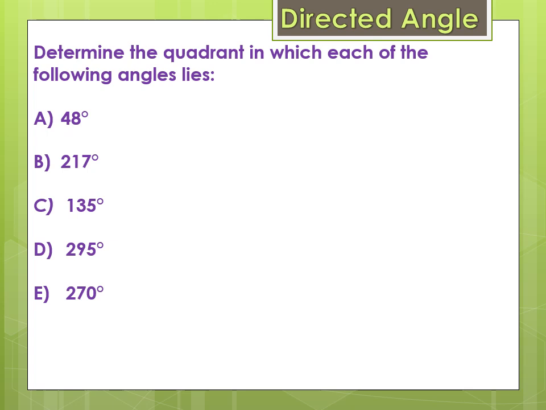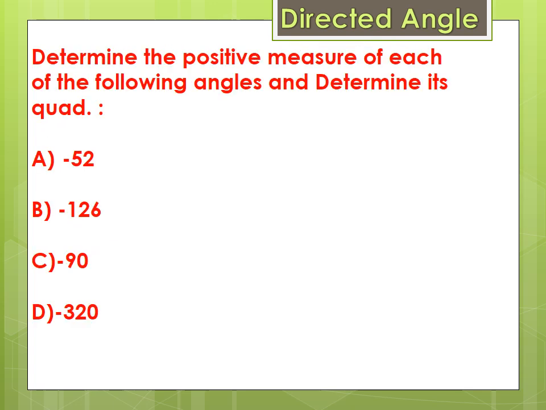First, 270, and third, 135, between 90 and 180. Yes. Second, 295. Fourth, bigger than 270 and greater than 360. 270 lies on the x-axis. That means move clockwise. So this will be in the fourth quadrant.